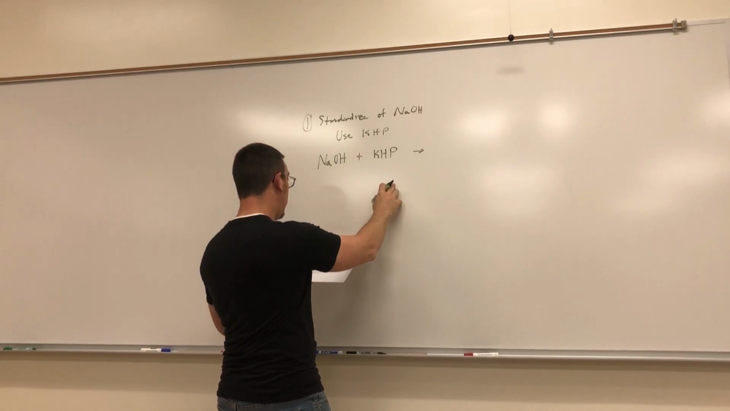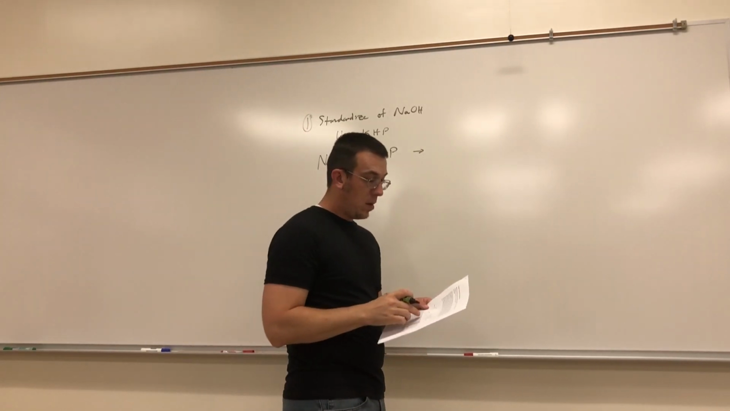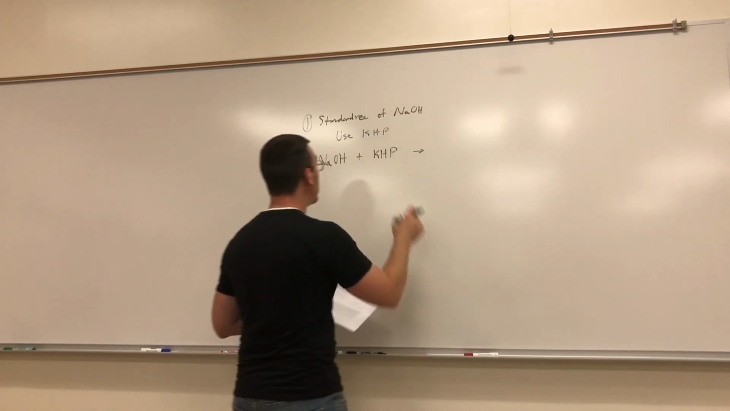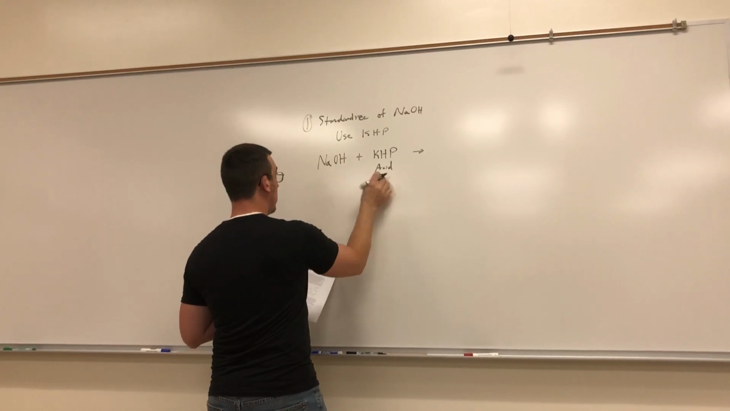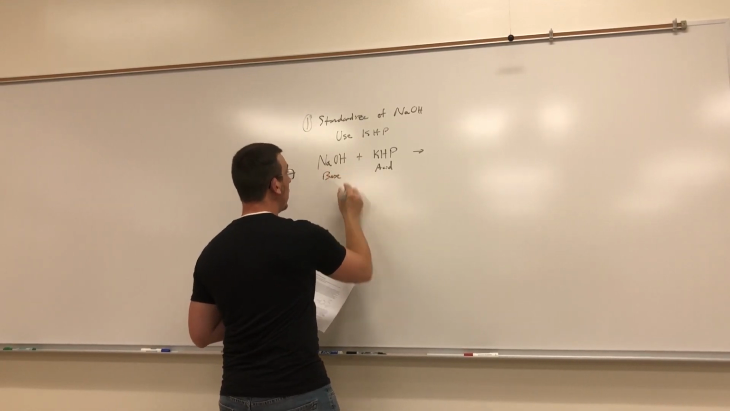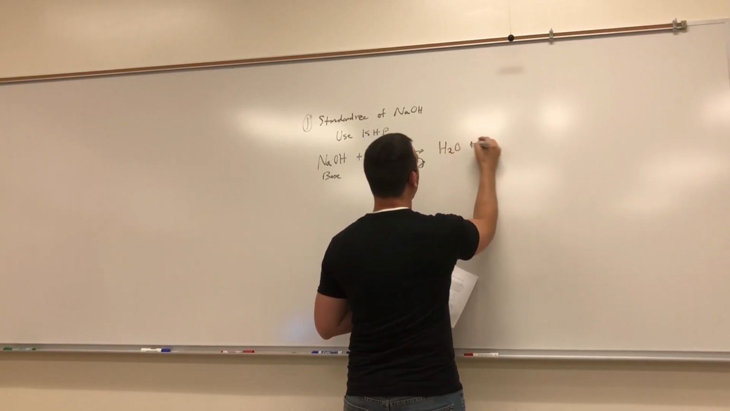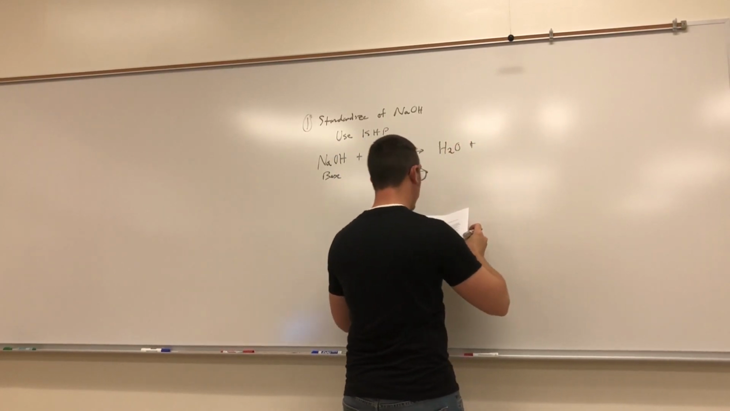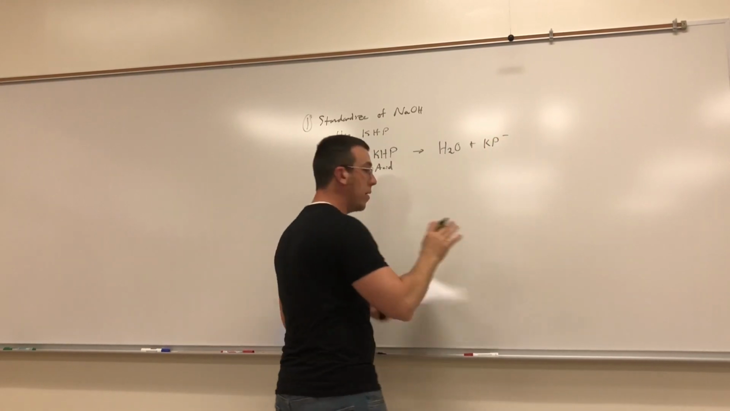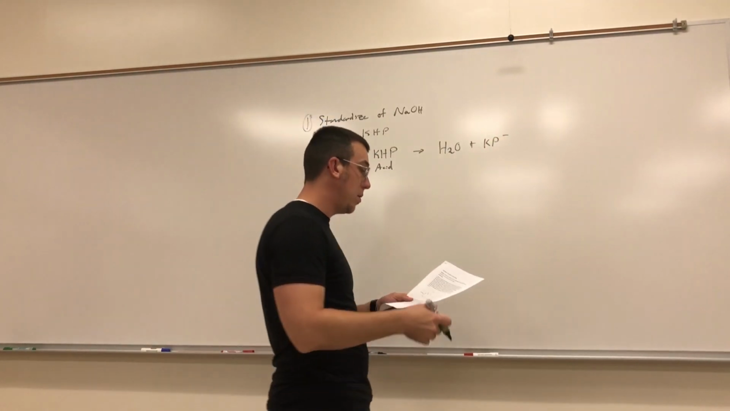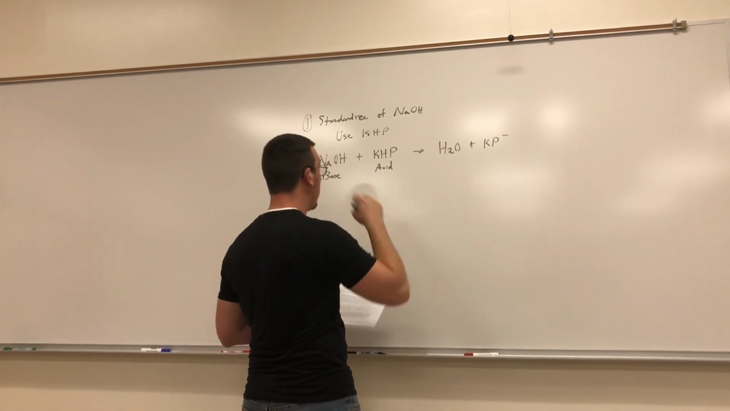Now KHP is an acidic compound because it has a carboxylic acid on it. And so what will happen is that this will be a neutralization reaction. So this acid is going to react with this base and it's going to form the conjugate. So you're going to form water plus the KP with a minus charge because the hydrogen is going to come off. All right, so the hydrogen itself has now formed water over here as a product.